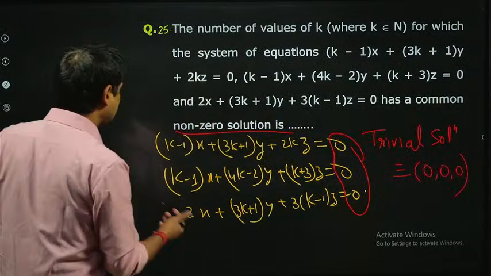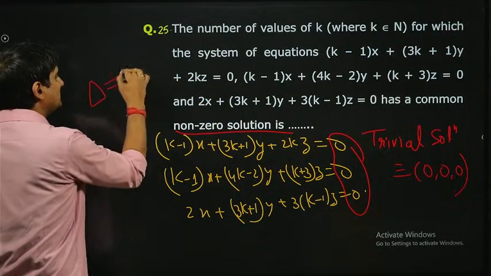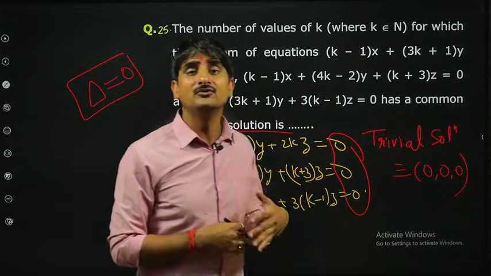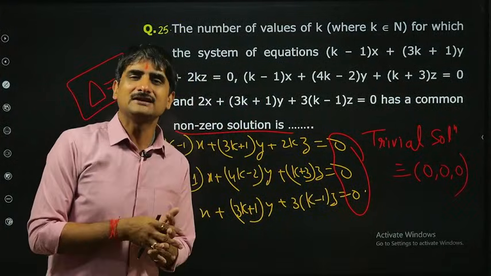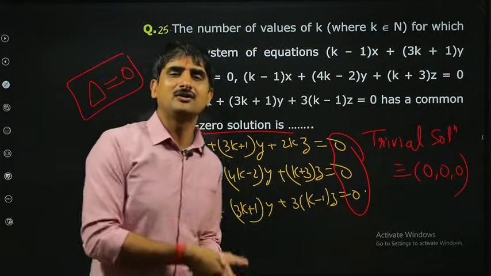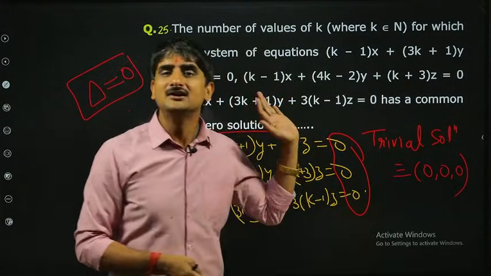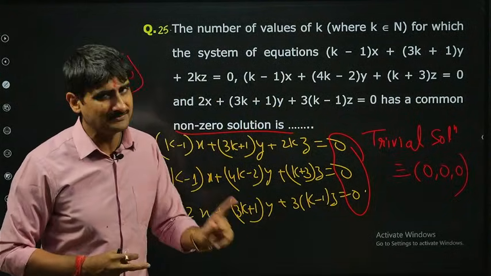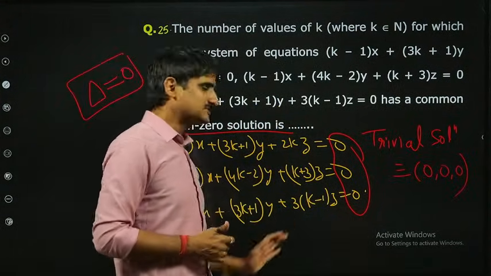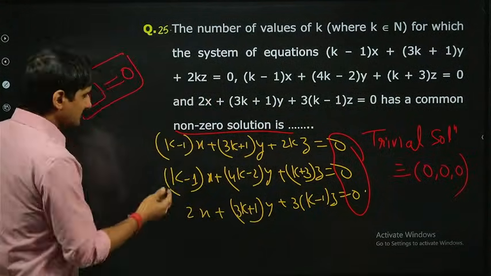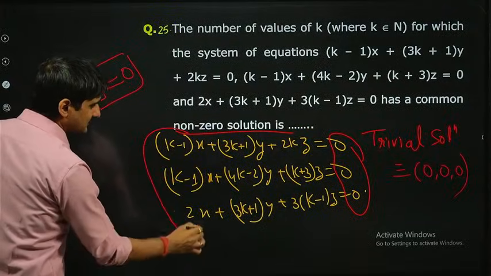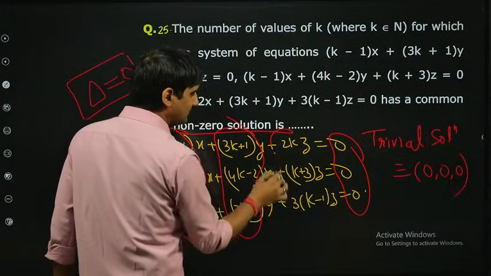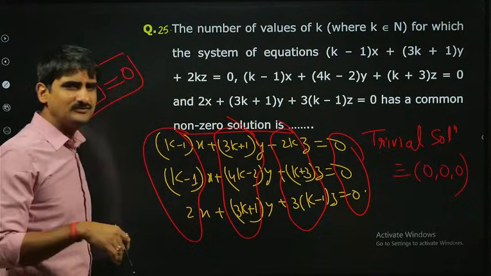So what are the conditions? Here delta should be equal to 0 because, again I am repeating, there is no possibility of no solution here. So delta equal to 0 means infinite solutions, and delta not equal to 0 means a unique solution, which is the trivial solution. So if you have a non-trivial solution for a system of homogeneous equations, delta has to be 0. Just use this. You know what delta is: the coefficients of x form the first column of the determinant, coefficients of y form the second column, and coefficients of z form the third column. You just need to solve it.